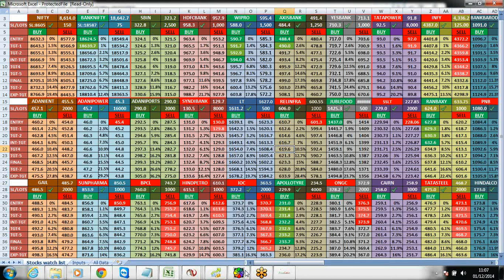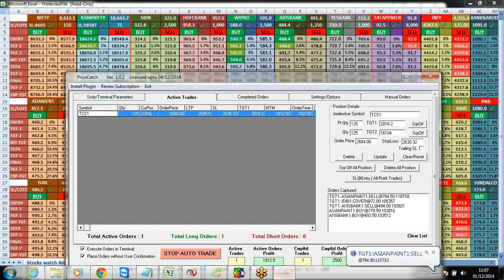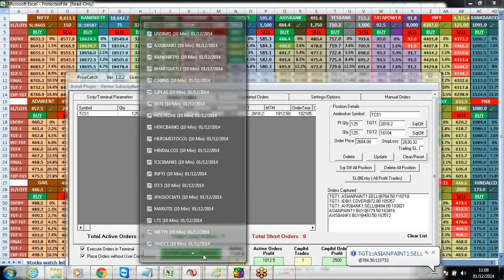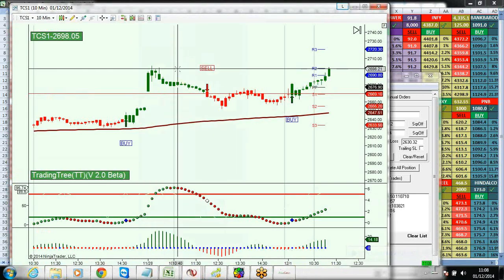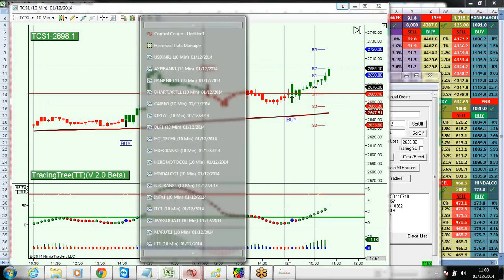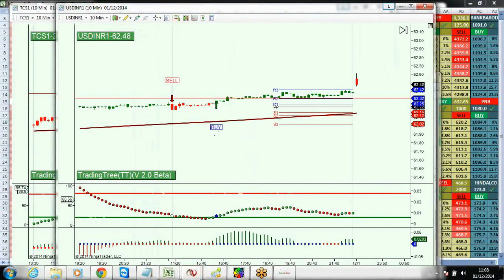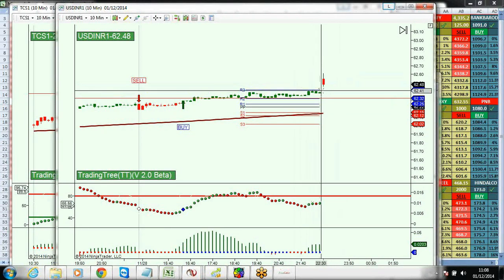So Asian Paint, I think we can exit. So I'm just squaring this off. Let's see, where is TCS? So TCS has done its R2. We can still wait on TCS. It looks a bit strong. In case you want to know more about what's going to happen to TCS, then we can check this. You can see that the dollar is rising. So automatically the IT companies will be up and the pharma sector will be up.